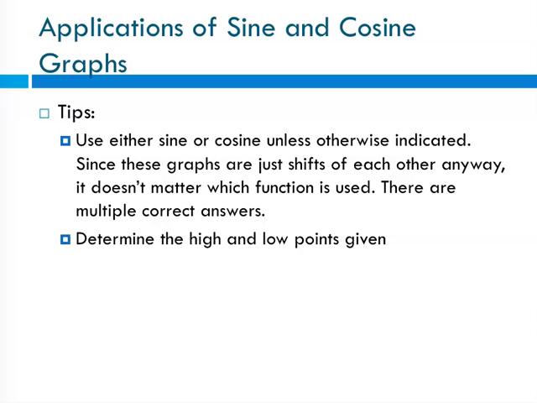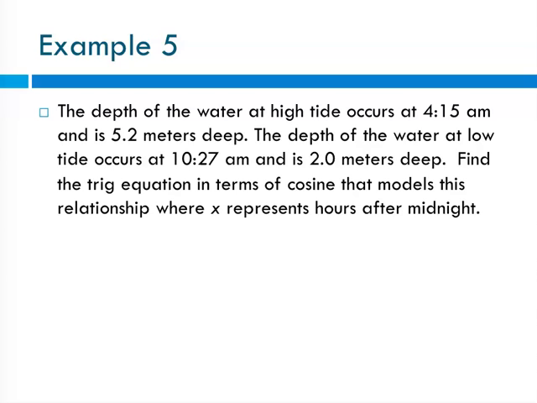Let's take a look at example 5. The depth of the water at high tide occurs at 4:15 a.m. and is 5.2 meters deep. The depth of the water at low tide occurs at 10:27 a.m. and is 2.0 meters deep. Find the trig equation in terms of cosine that models this relationship where x represents hours after midnight.